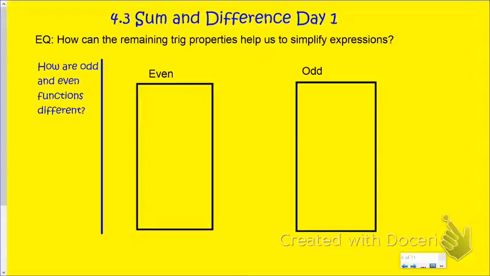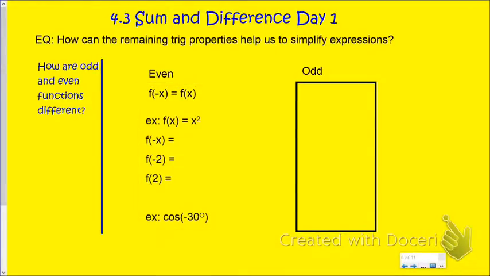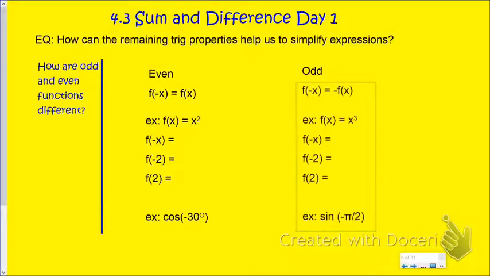So we're going to start with odd and even. Now we talked about this briefly back when we did our parent functions for tangent and cotangent and things like that. But just a quick refresher, an even function is when f of negative x is equal to f of x. An odd function is when f of negative x is equal to a negative f of x. Okay, so an example of an even function would be something like x squared. X squared is even because if I take negative x and square it, I still get what the original function was, which is x squared.